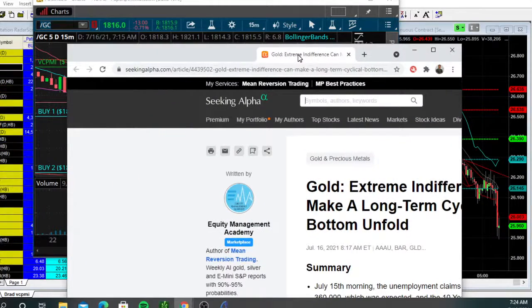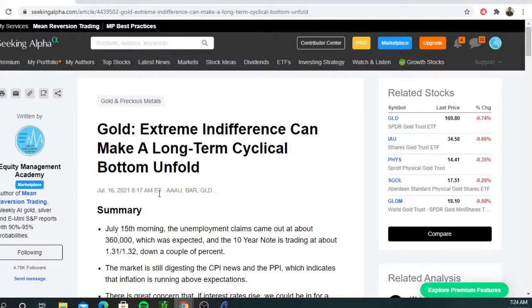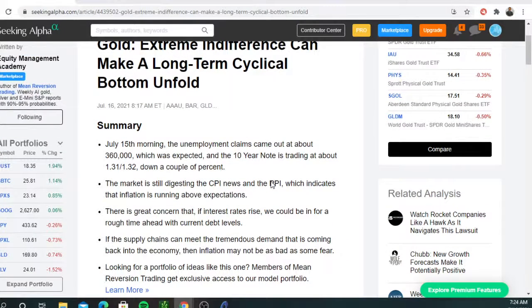I want to share with you here the latest report that we published in the Associated Press and was published this morning on Seeking Alpha. The title of it is "Gold, Extreme Indifference Can Make a Long-Term Cyclical Bottom Unfold." There's a tremendous amount of indifference in the gold market, as you can see, based upon the fundamentals that we have.